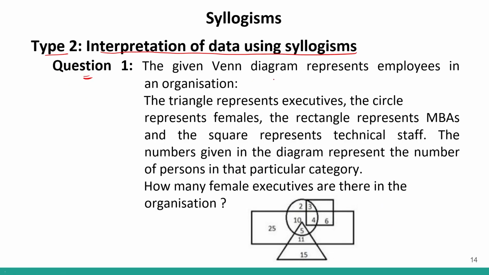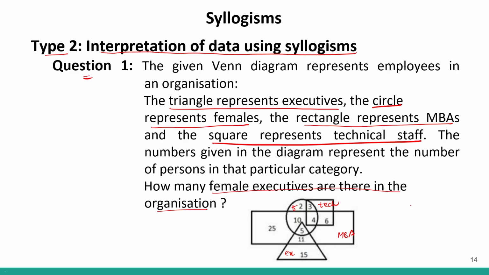The question says the given Venn diagram represents employees in an organization. So this represents employees. Triangle represents executives. So triangles means executives. Circle represents females. So this is females. Rectangle represents MBA. So this is MBAs. Square represents technical staff. So square is the technical staff. The numbers are the number of people the data represents, correct? Now, we have to identify how many female executives are there in the organization.